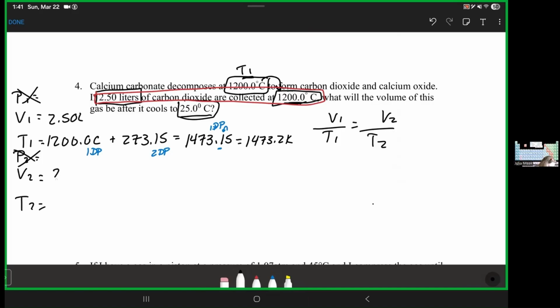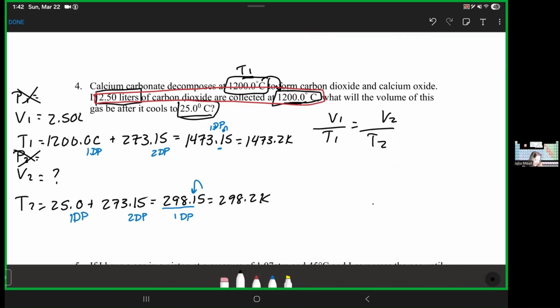So they're asking about that second volume, and my second temperature is the 25. Again, it has a decimal in it, so I have to use the 0.15. If I do that, I get 298.15. We're limited to 1 decimal place here, so we're going to go with 1 decimal place. The 5 rounds that up, so I get 298.2 K. So we have all of our information in the units that we need.